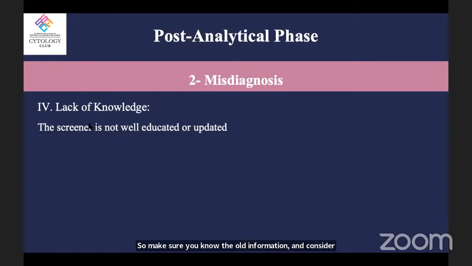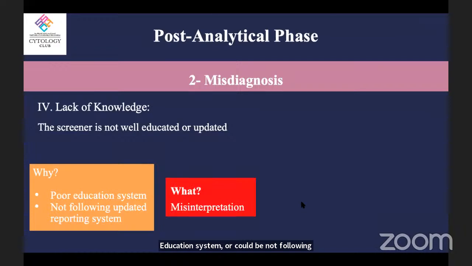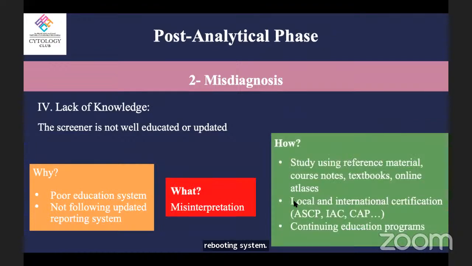The fourth reason is lack of knowledge: the screener is not well educated or updated. Why? The first reason is a poor education system, or not following the updated reporting system. Again, this will lead to misdiagnosis. And how could we avoid it? Study using reference material, and use local and international certificates. The cytoscreener must be certified to screen gynecological cytology, with a continuing education program to stay updated.